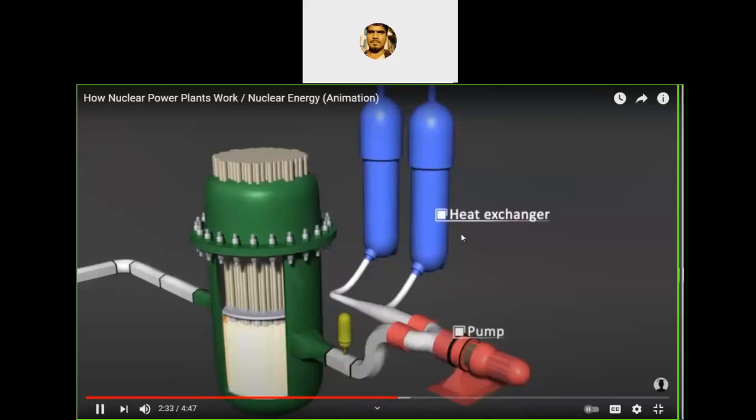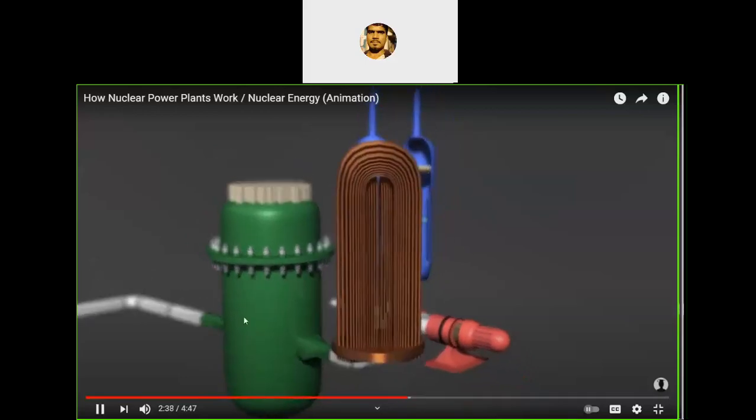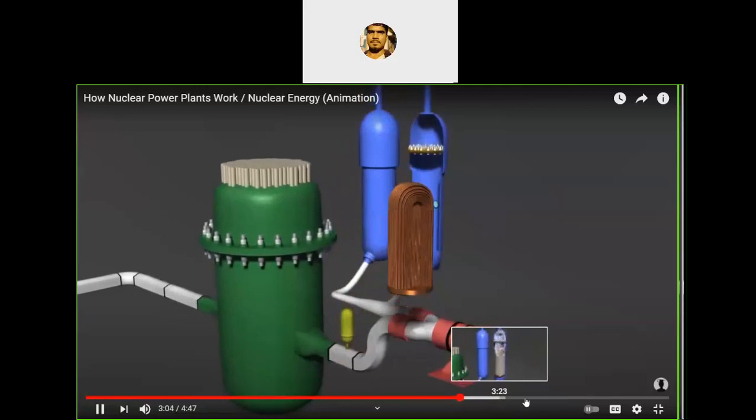And the heat exchanger and the pump. And in the heat exchanger, whatever heat is generated in the reactor is taken into the heat exchanger, where that heat goes from the coil to the water. Okay. And next, that heat goes into the steam turbines, where the steam turbines will operate because of the steam, and it will generate the necessary electric energy. Okay. So heat exchanger.